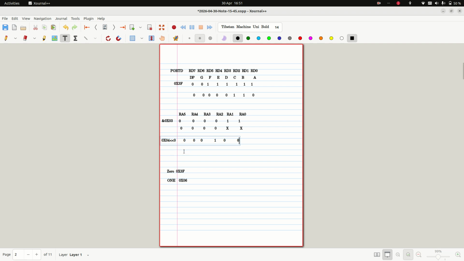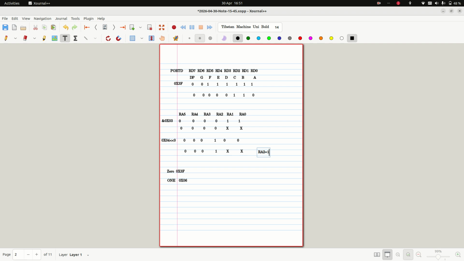So what will you get finally? Port A and 0x03, or this shift operation. What will you get finally? 0, 0, 0, 1, then you will get X, X. So this will make only this one, RA2, right? RA2 equals high.